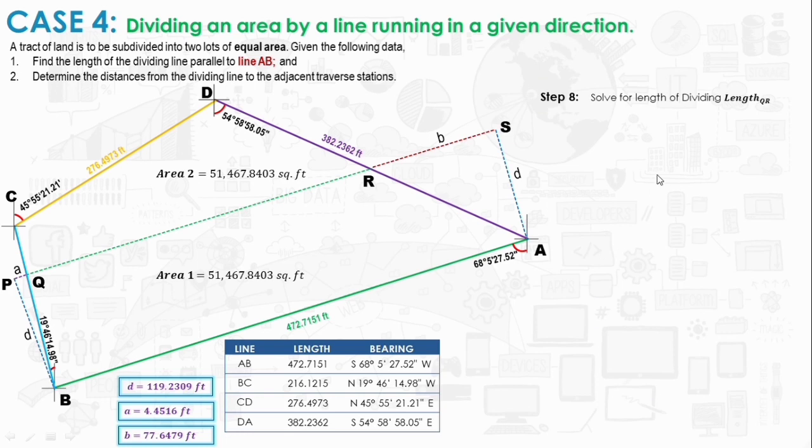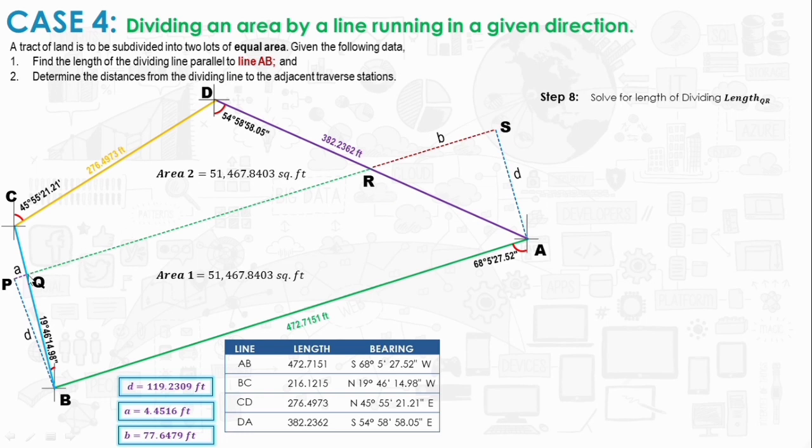Then, for step number 8, solve na natin yung length ng dividing line QR. Dividing line yan na. So, solve for the length of the dividing line QR. So, paano natin ma-solve yung length ni QR? Di ba? PS is equal to BA. So, therefore, PS is equal to 472.7151 feet.